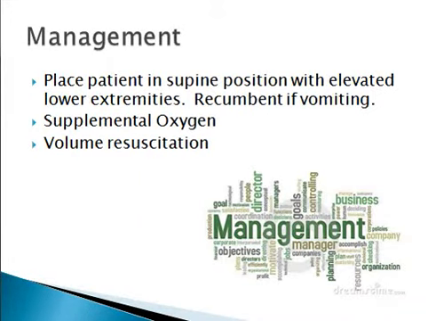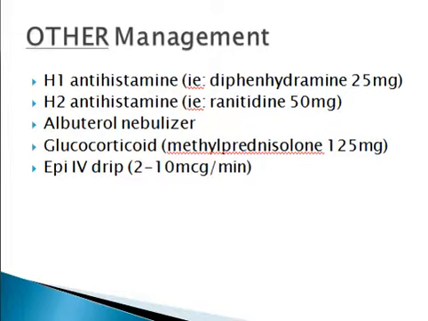Other things you can do is place the patient in supine position, elevate their lower extremities to increase their venous return, and put them in a recumbent position if they're vomiting, to protect their airway. Give them supplemental oxygen. You want to put a non-rebreather on them and crank it up to 6 to 10 liters. And also give them an IV bolus as well.